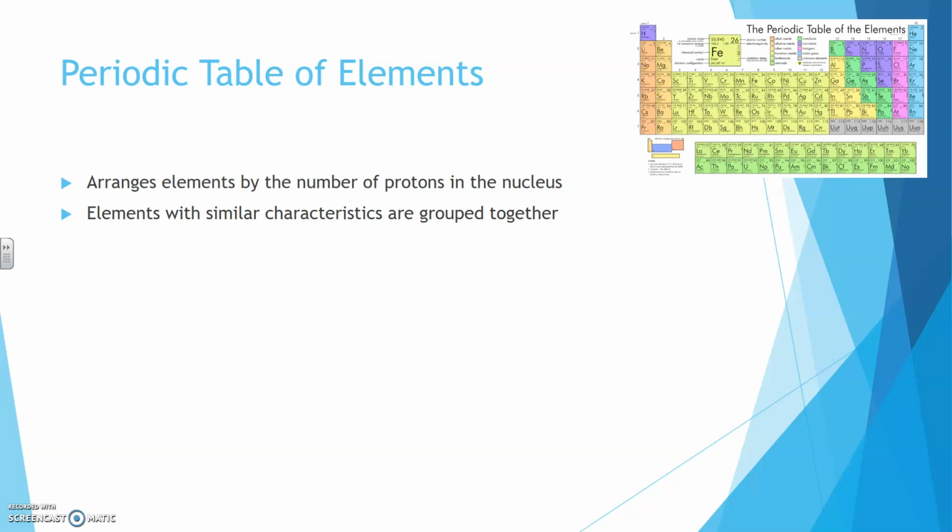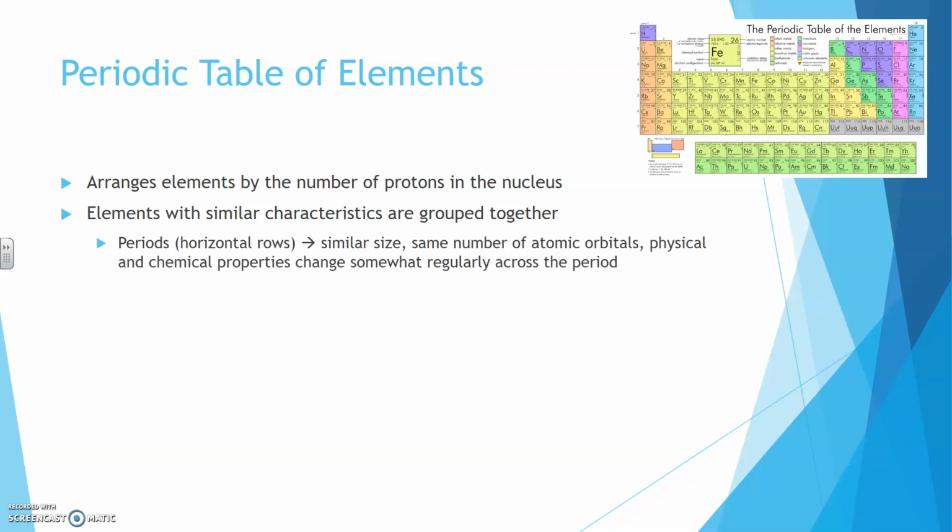This version of the periodic table is actually really helpful because it arranges elements that have similar characteristics into groups, or columns, and sometimes more than just one column and a little bit mixed up, but basically if they have similar properties, they will most likely be right next to each other. Periods, hence periodic table, are the horizontal rows. The similarities along these rows is that they have a similar size. Size will decrease slightly as you go across the periodic table from left to right. They have the same number of atomic orbitals, and some physical and chemical properties that are similar, but for the most part, those will change in a regular pattern across the period.